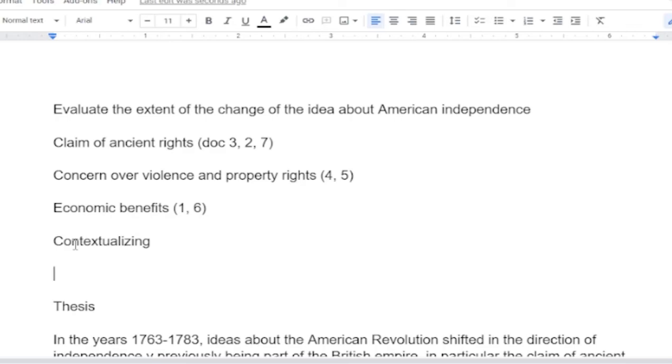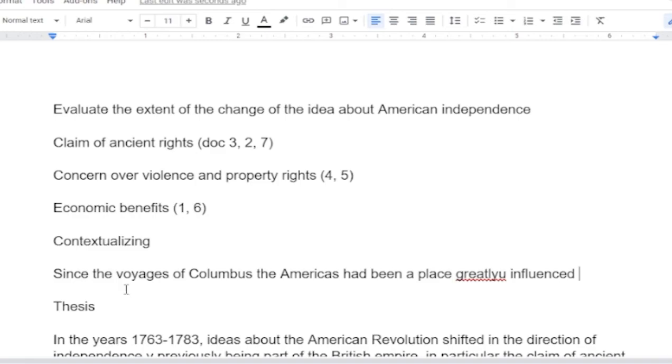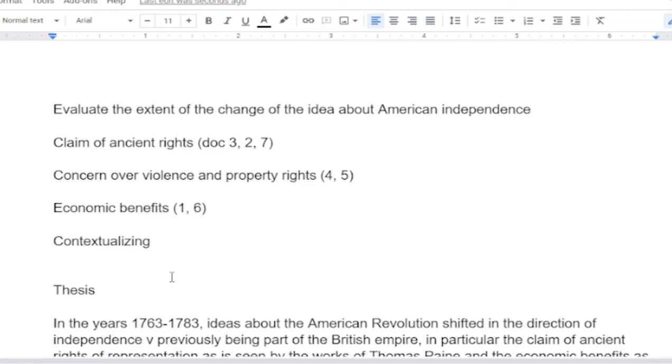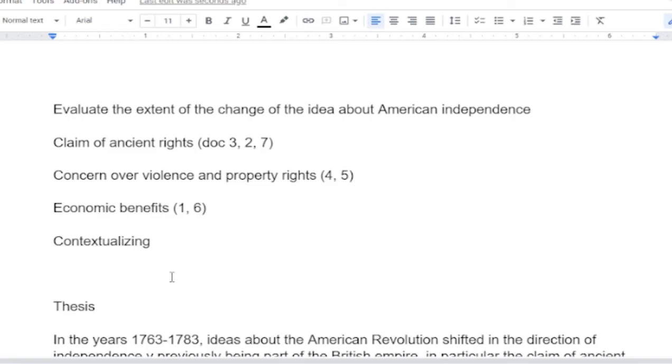Alrighty. The American Revolution. So, since the voyages of Columbus, the Americas had been a place greatly influenced by... how would we even contextualize this? I don't know what the rules are about contextualization in an APUSH essay, but I'm going to guess, since APUSH is a lot smaller in frame size, that I can get away with contextualizing a little bit less than I would have to do in a world history class. So let's start with that.